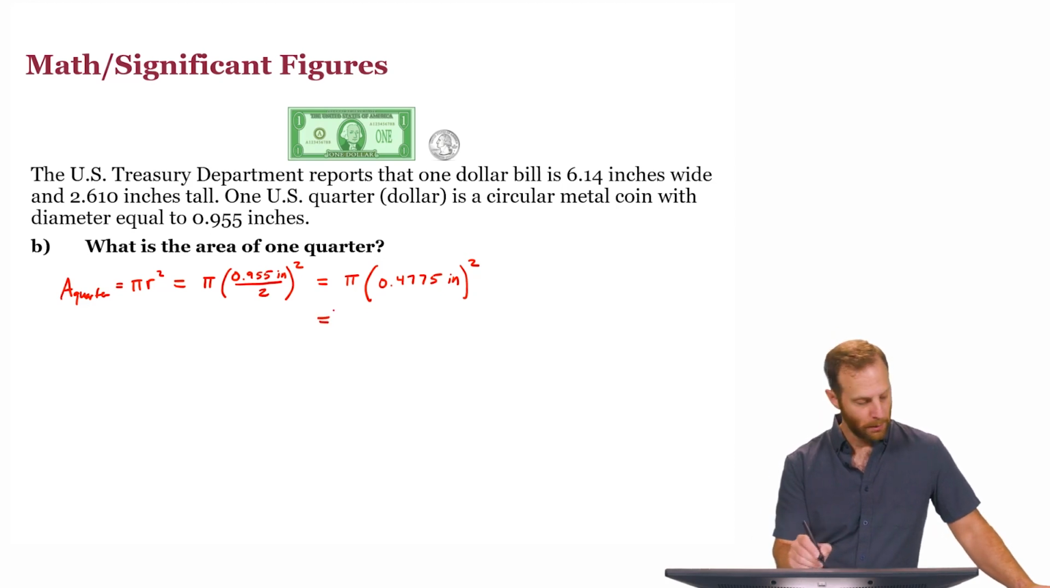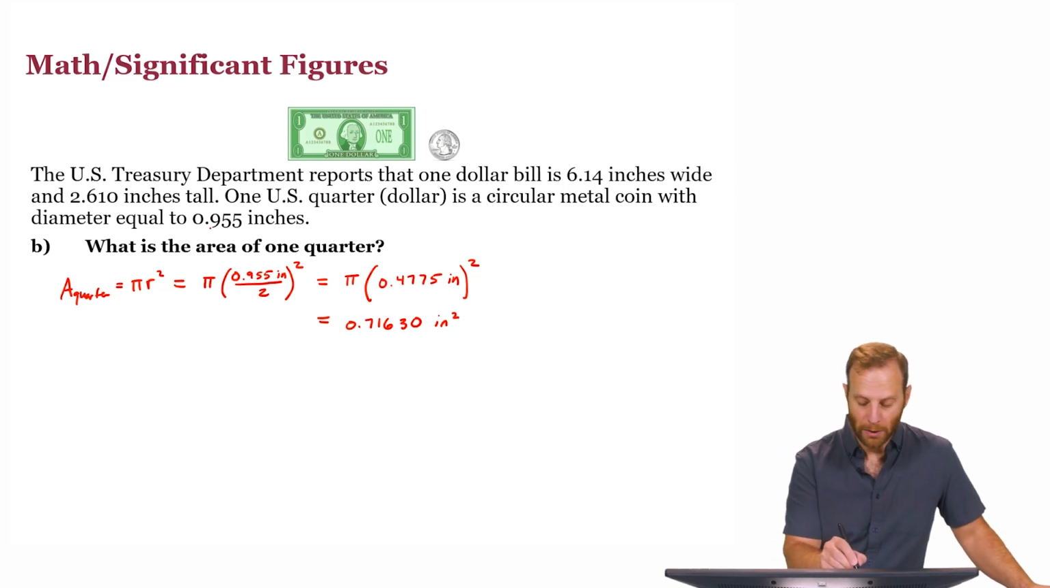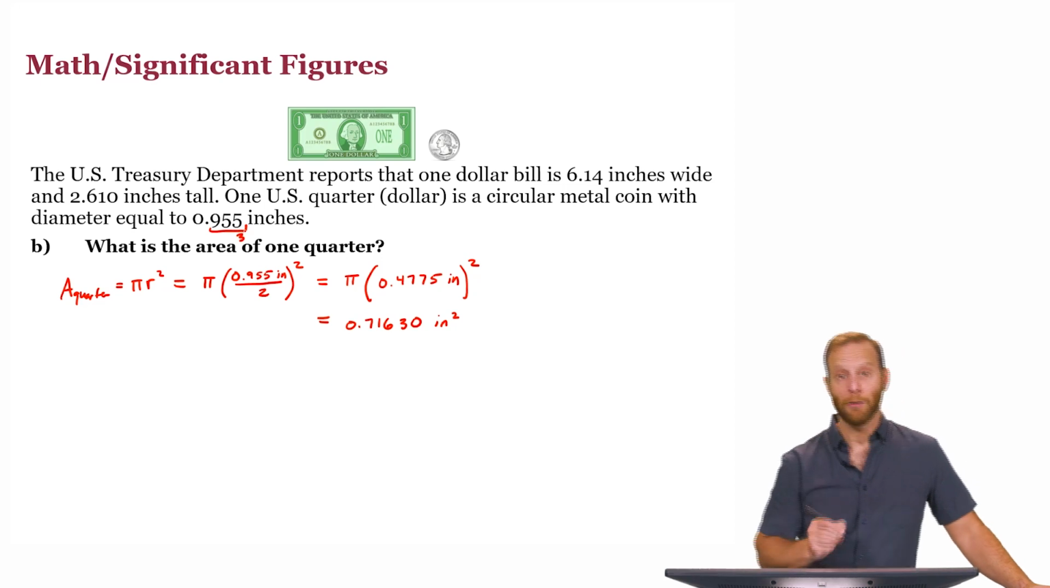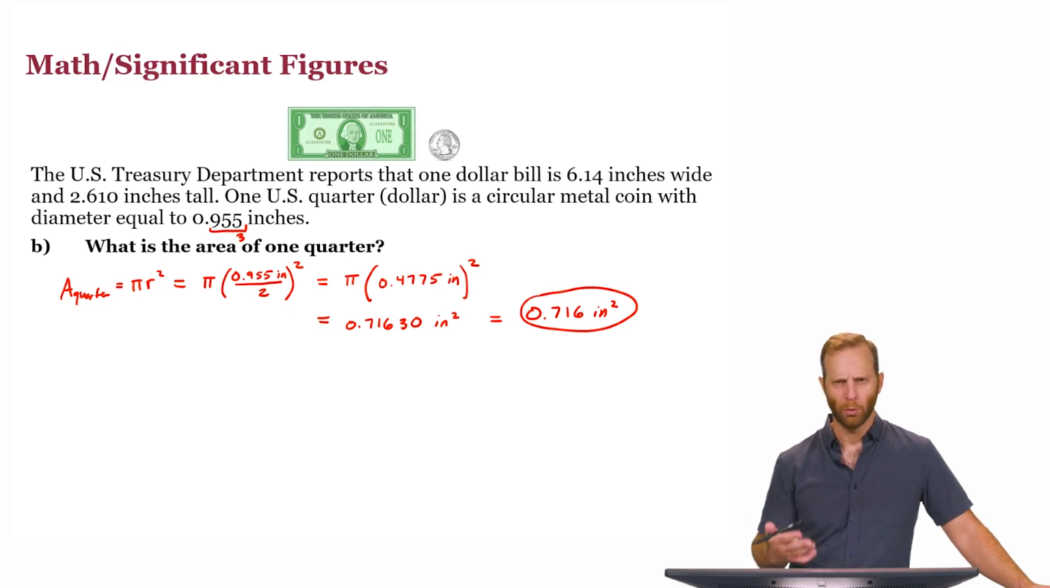When you work this out, this comes out to be 0.716, and then there's a 3 and a 0 and some extra digits that could be calculated. That's inches squared. Notice that we should only trust this final result to 3 sig figs because our input had 3 sig figs. And so in the end, I'll round this to 3 sig figs, in other words, 0.716 inches squared, using the rules for significant figures. Again, keep around extra digits while you do your computation, only round at the end.